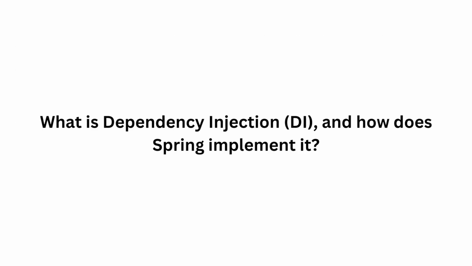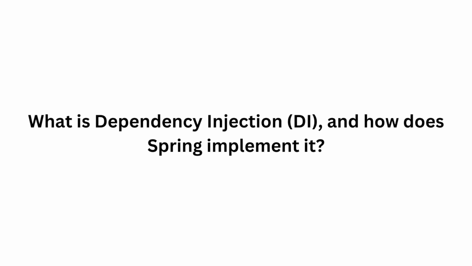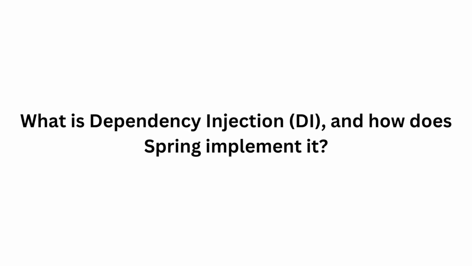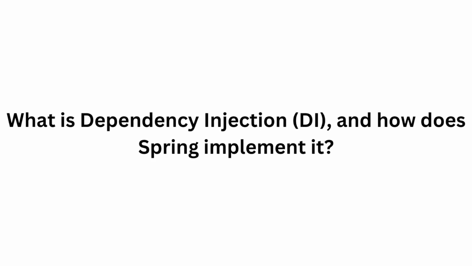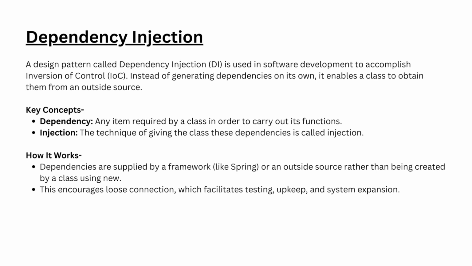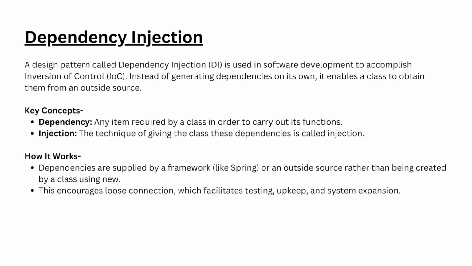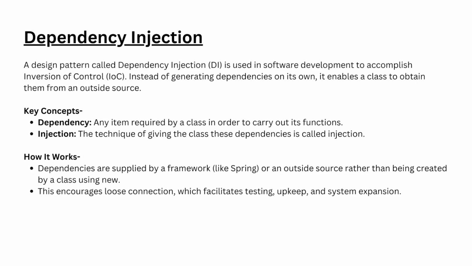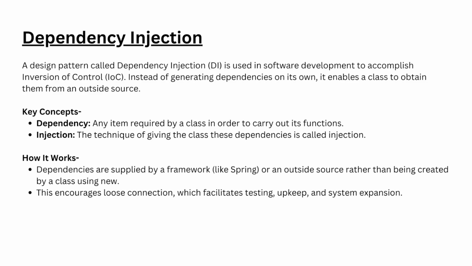Now, what is dependency injection and how does Spring implement it? So like I told you before, Spring's core concept is dependency injection, and that is how it has become more popular. So like I told you, this is a design pattern used to achieve inversion of control, and the key concepts are dependency and injection. So dependency means any object that a class needs to perform its task. Injection is the process of providing these dependencies to the class.